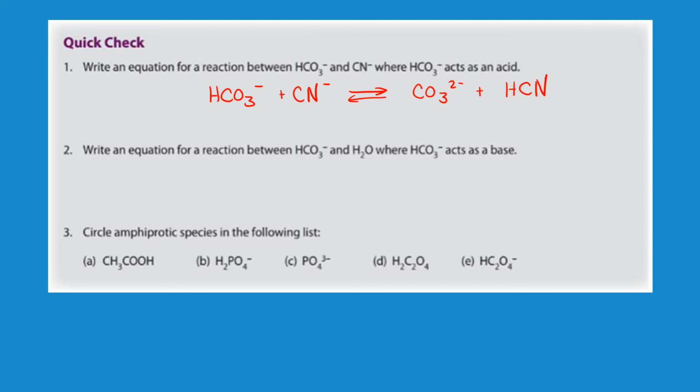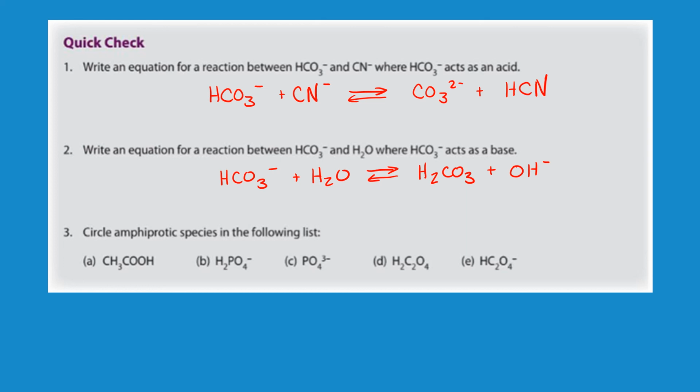Second one, write an equation for the reaction between HCO3- and H2O, where HCO3- is acting as a base. So if it's acting as a base, that means it's going to accept a hydrogen ion, turns into H2CO3, and we have water acting as the acid, so it donates the hydrogen ion.